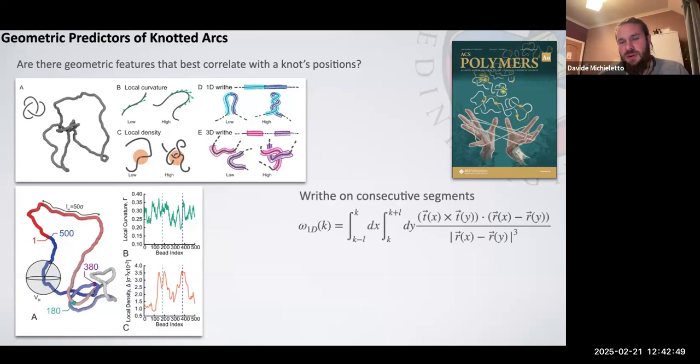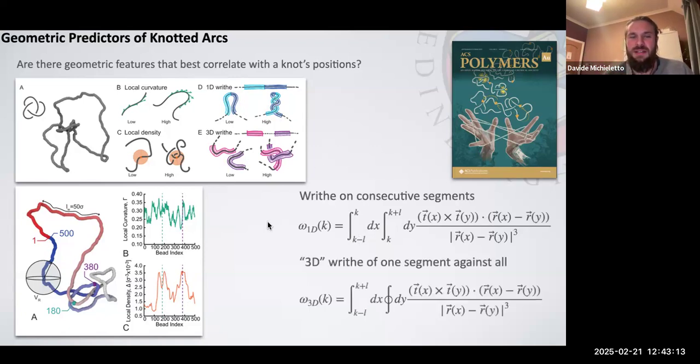Then we started to look at this writhe. This writhe essentially is the same as the linking number, but this time it is computed on the same curve. And instead of the whole curve, we take segments: the segments from k minus L to k and from k to k plus L, so the consecutive segments. This 1D writhe should distinguish between something that is open like this, or super coiled like this. It's kind of coiled onto itself.